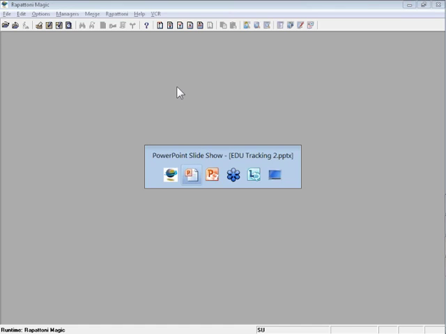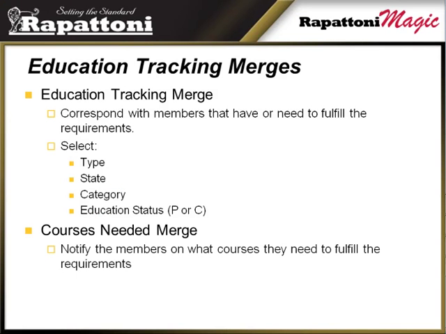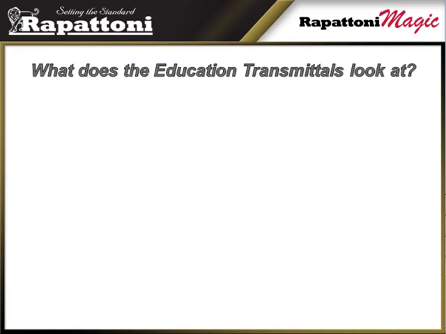Let's go back. So we talked about the courses needed merge. That's right. We finished up with that courses needed merge so that we can notify members of courses they need to fulfill designation requirements or something like that. Now let's talk about the education transmittals. What does the education transmittals look at?